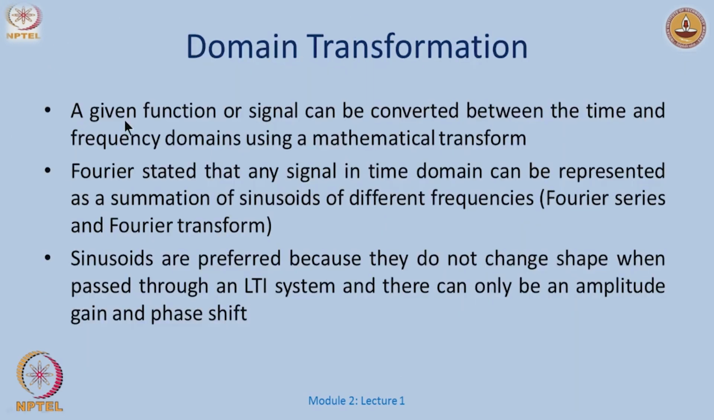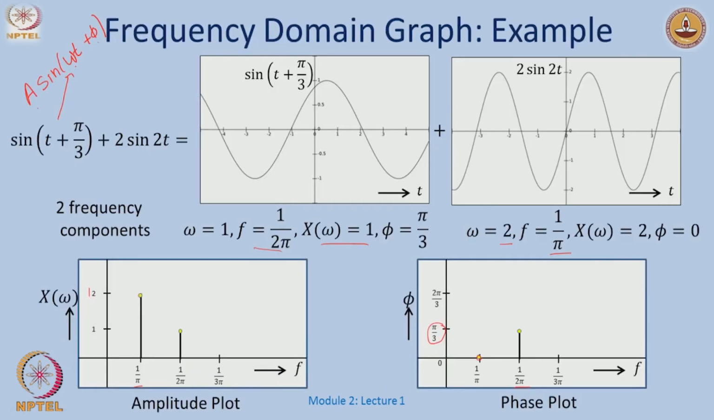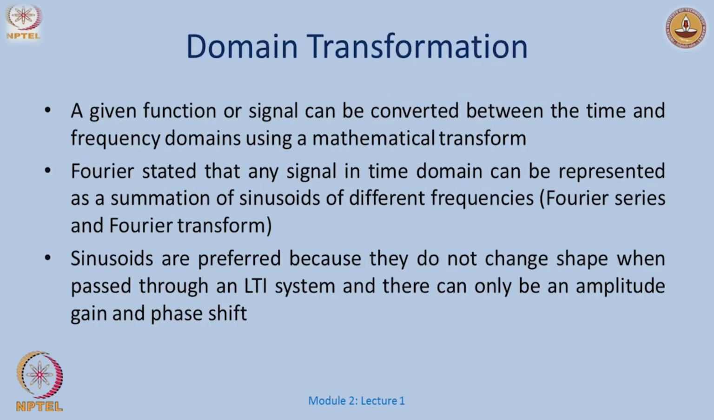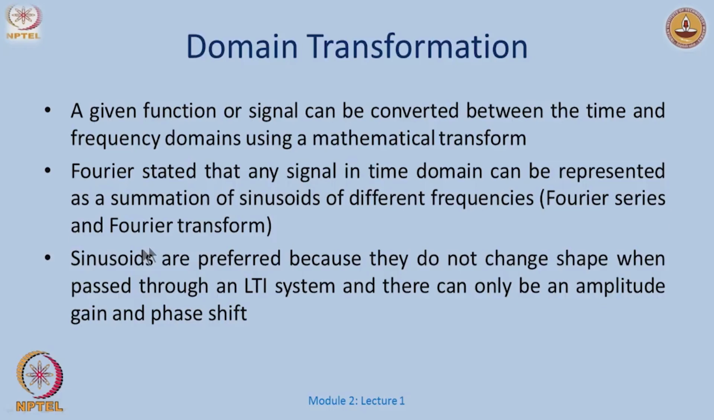Okay. So, given a function or a signal, what we see here is we can actually switch between the time and the frequency domain, and this can be easily done using some kind of a mathematical transform, right. And what is a transform? Well, Fourier already told us that any signal in the time domain can be represented as a summation of sinusoids of different frequencies. We have this infinite series, what we call the Fourier series, also resulting in the Fourier transform. Okay. And why are sinusoids so useful to us, right?